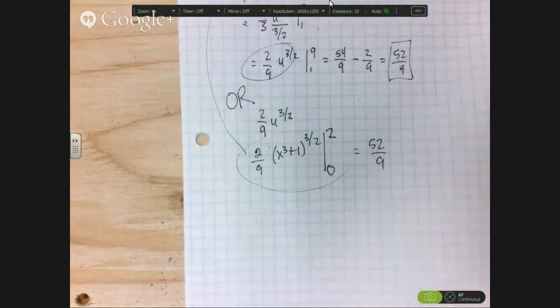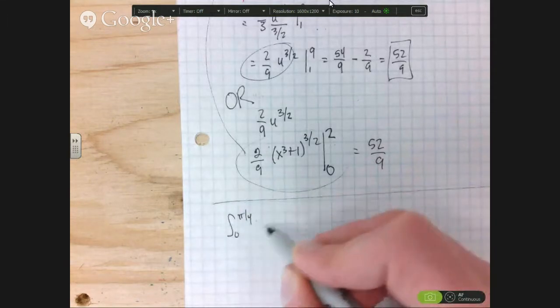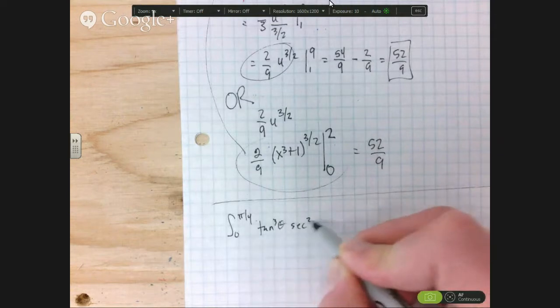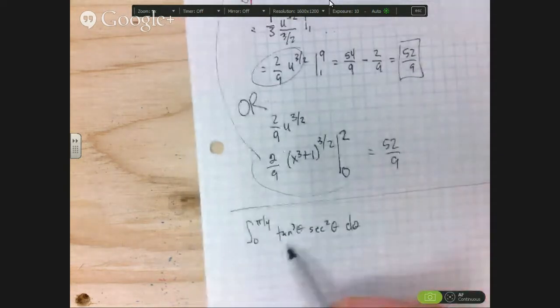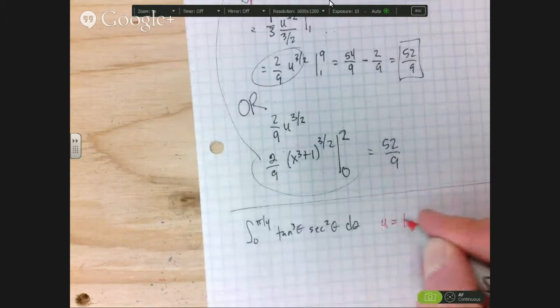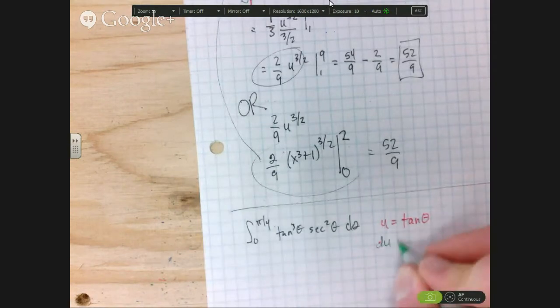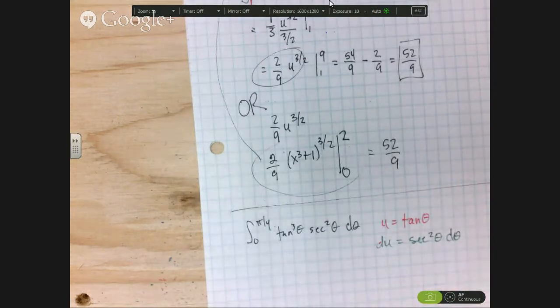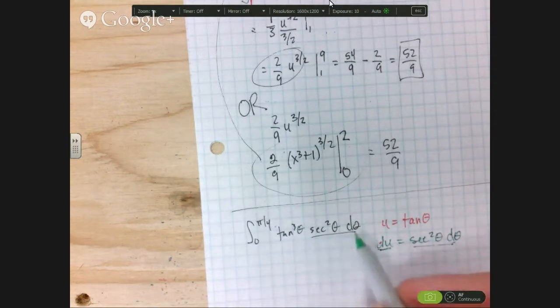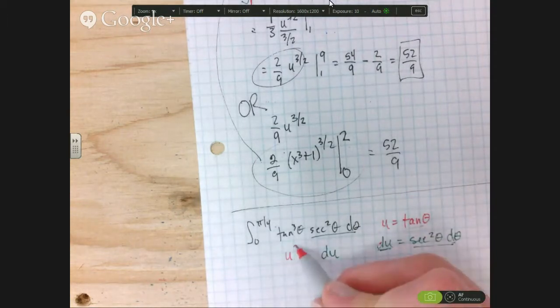Let me just show you one more, and we'll be done. The integral from 0 to pi over 4 of tangent cubed, secant squared. Hope you see that we have a tangent, and its derivative is secant squared. Use u equals tangent theta, du equals secant squared theta d theta. So now I can put this in, so that's going to be gone and become du. This tells me I have u cubed.